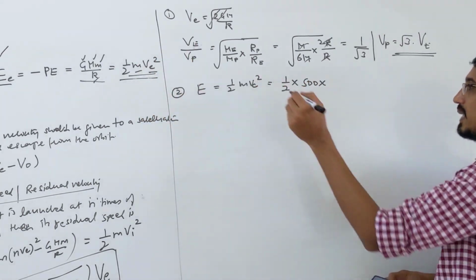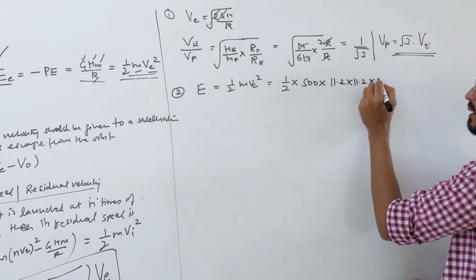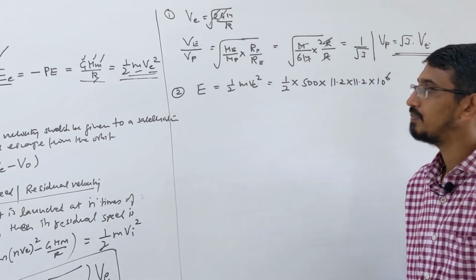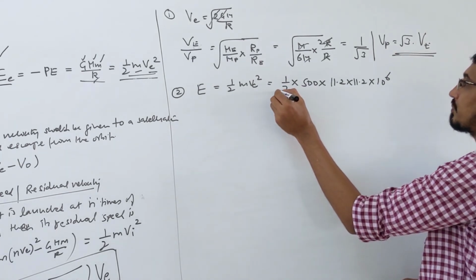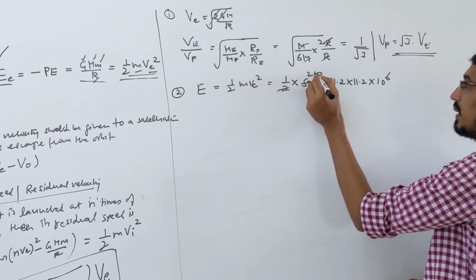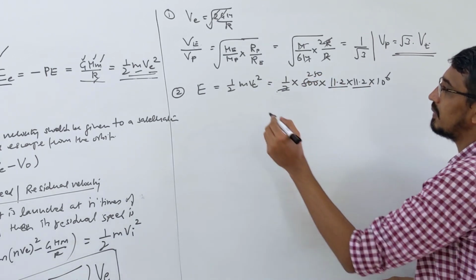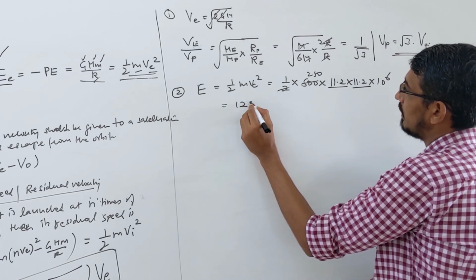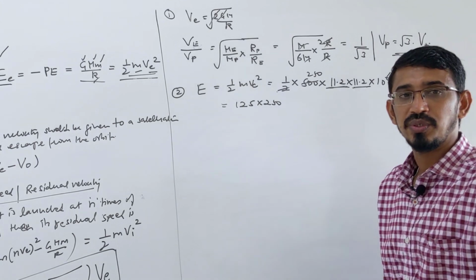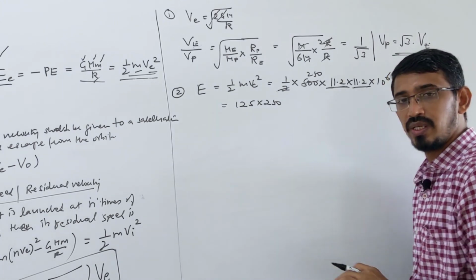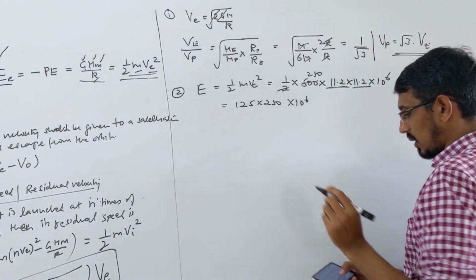So escape velocity is what? 11.2 kilometers per second. So 11.2 into 11.2 into 10 power 6 meter per second. Okay, let's simplify this number. So this becomes 250, and 11 into 11 is 121, little more than 121. Let's say 125 into this number I multiplied, 11.2 into 11.2, just 11 you multiply becomes 121. So little more, approximately, into 10 power 6.